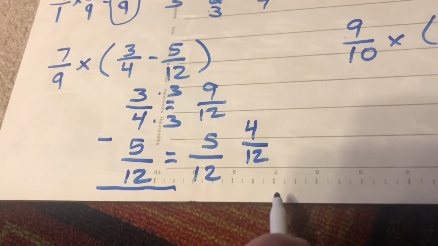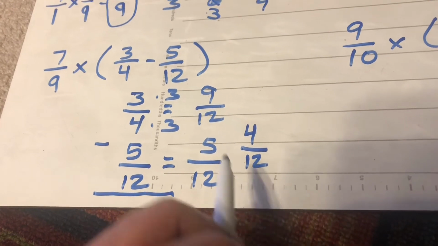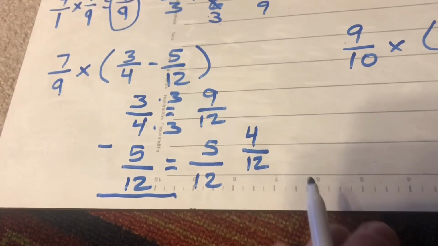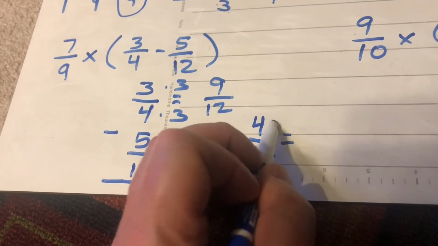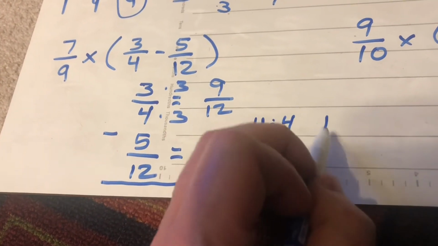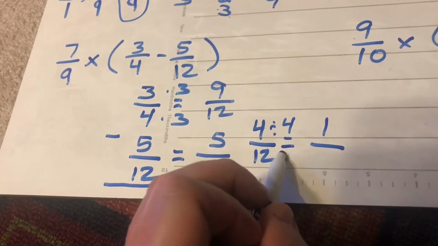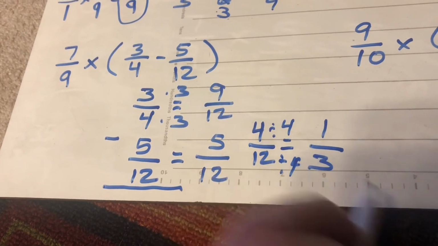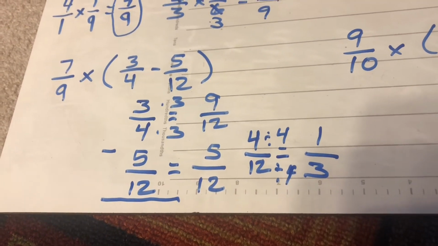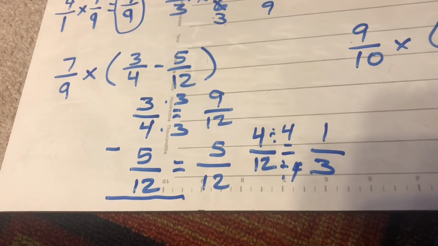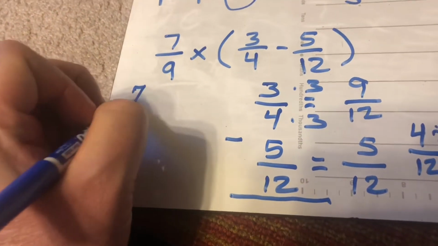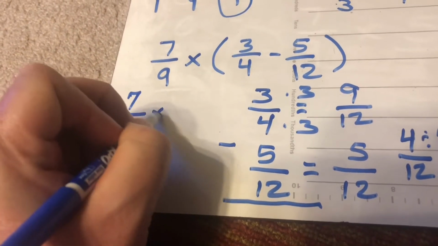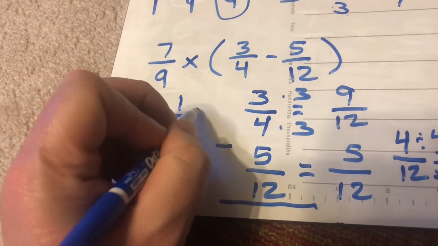And I'm thinking about my times tables and my 4 times tables, and I think 4 and 12 are both divisible by 4. So if I'm going to simplify this, 4 divided by 4 is going to be 1. 12 divided by 4 is going to become 3. I get 1 over 3. And so now I have to go back and multiply that by 7 over 9. So I'm going to come over here. 7 over 9 times 1 over 3.